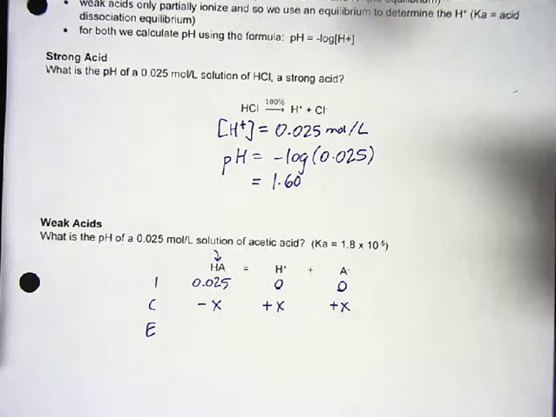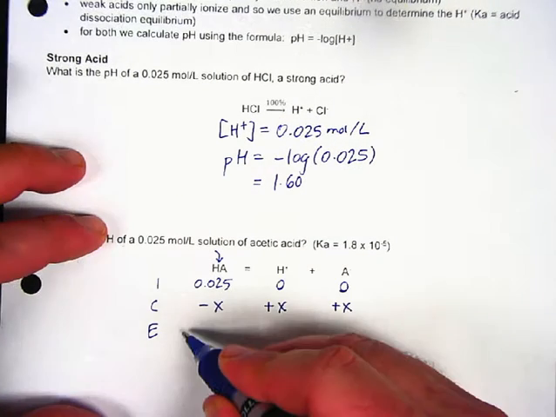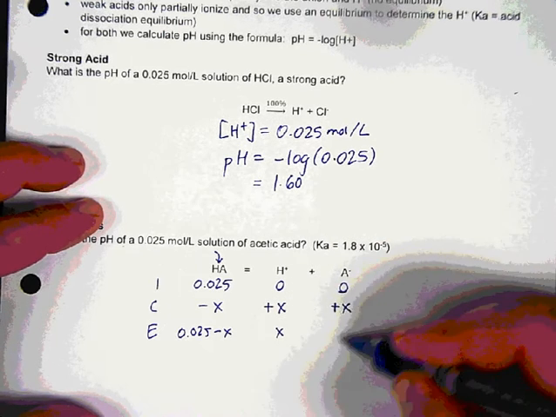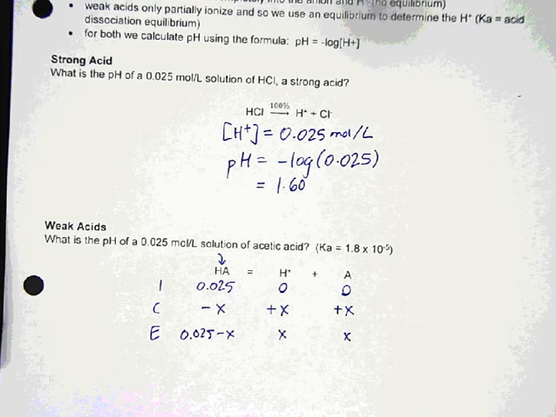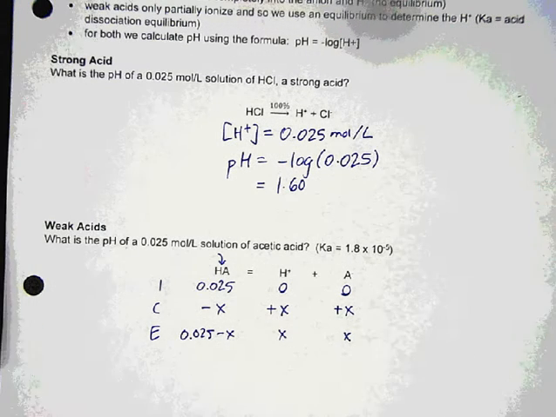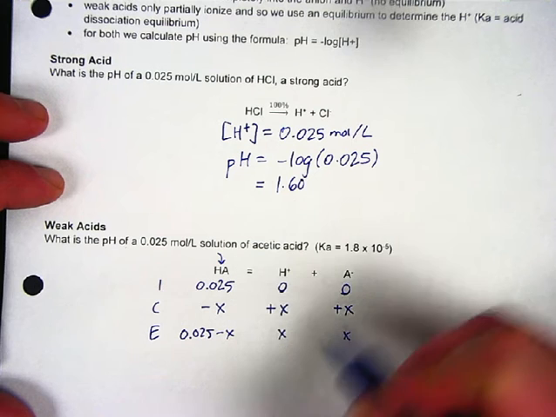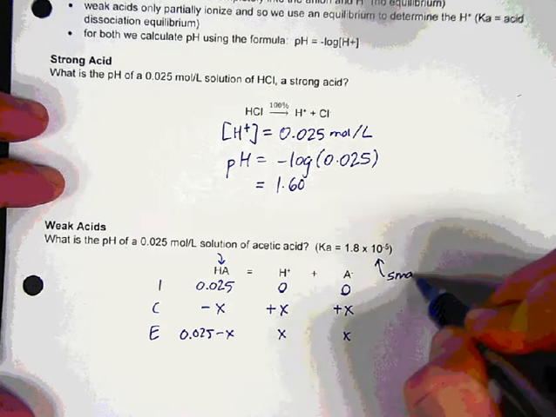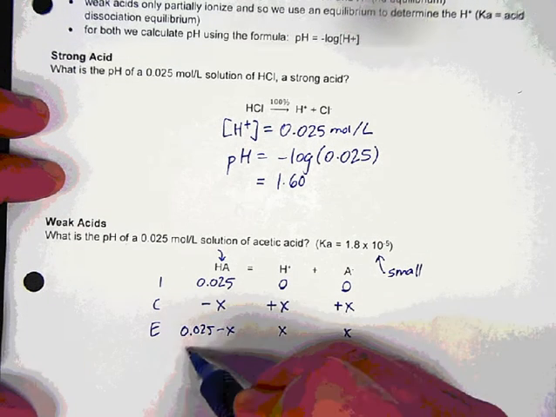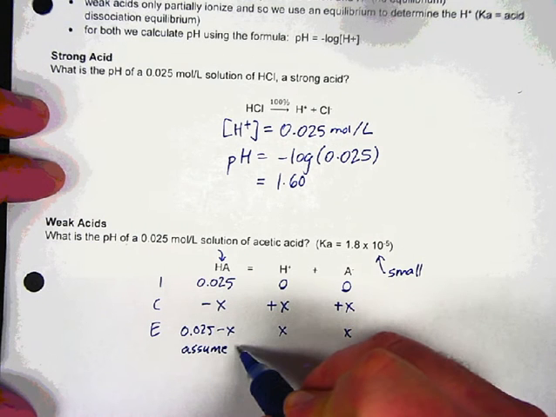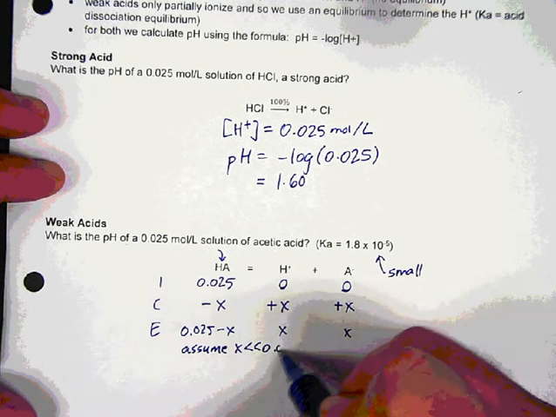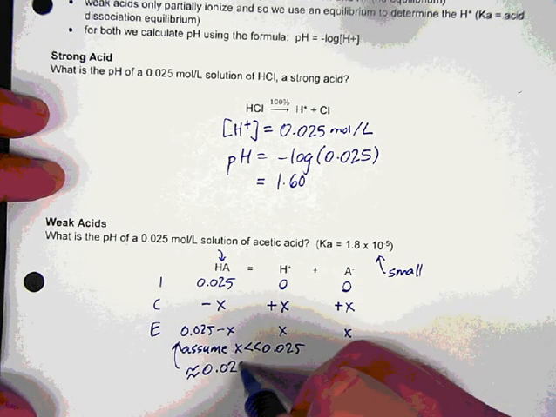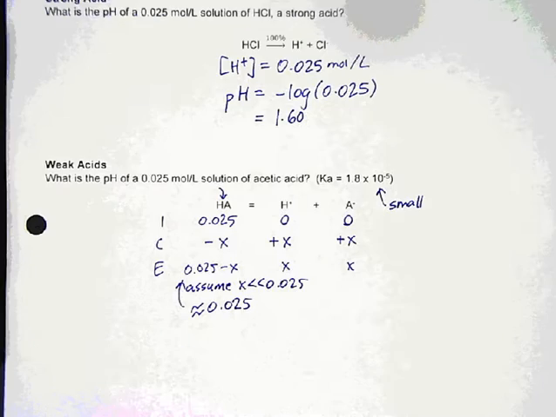In the last row, we're going to combine these two. So we're going to combine the 0.025 minus x, and 0 and x is just x, 0 and x is just x. We're going to use those expressions in our equilibrium expression. Now, we're going to use the assumption again, because Ka is relatively small, we're going to assume that the x is a lot smaller than our initial concentration, and so this expression is going to turn into just 0.025. That's going to simplify a lot of the math that we have.